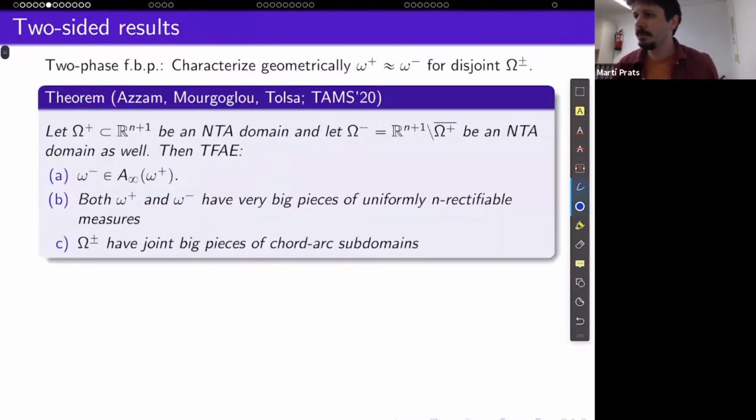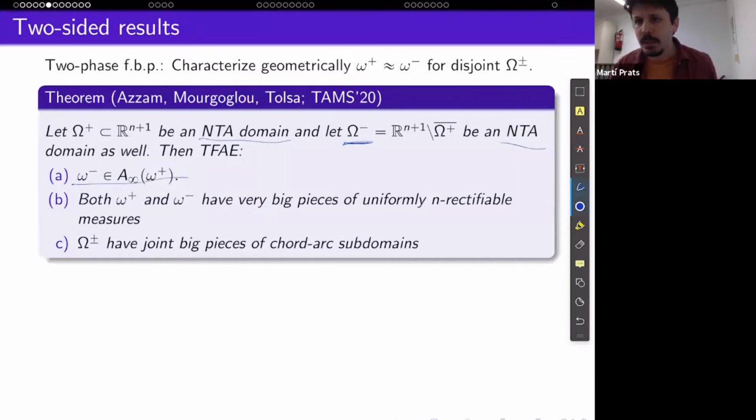Okay. Now there is this theorem by Azzam, Mourgoglou, and Tolsa that is very recent that says that if omega plus is an NTA domain and the complement, so the interior of the complement, is also an NTA domain, then the following are equivalent.